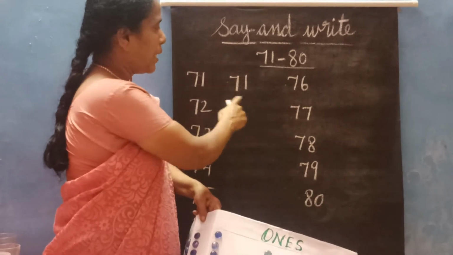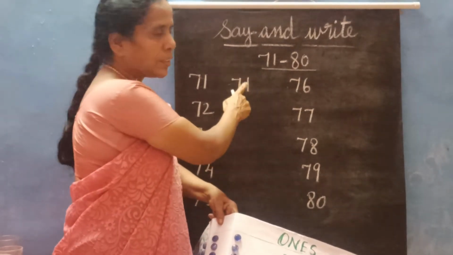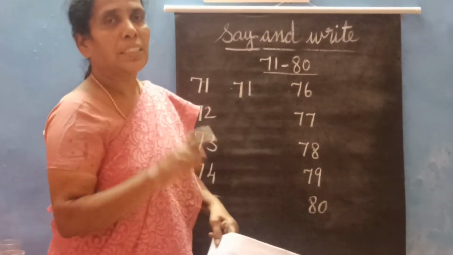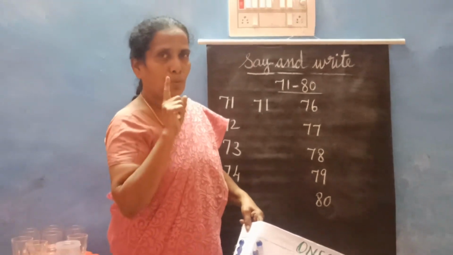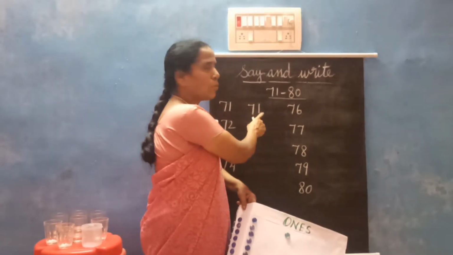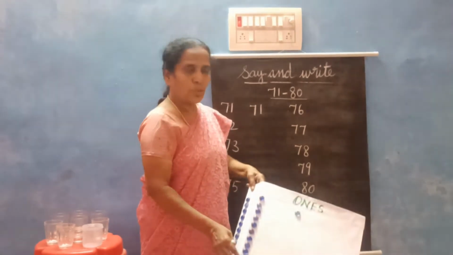Now we got the number 71. In 71, how many tens are there? 7 tens, ones, only 1. 7 tens, 1 one, 71.